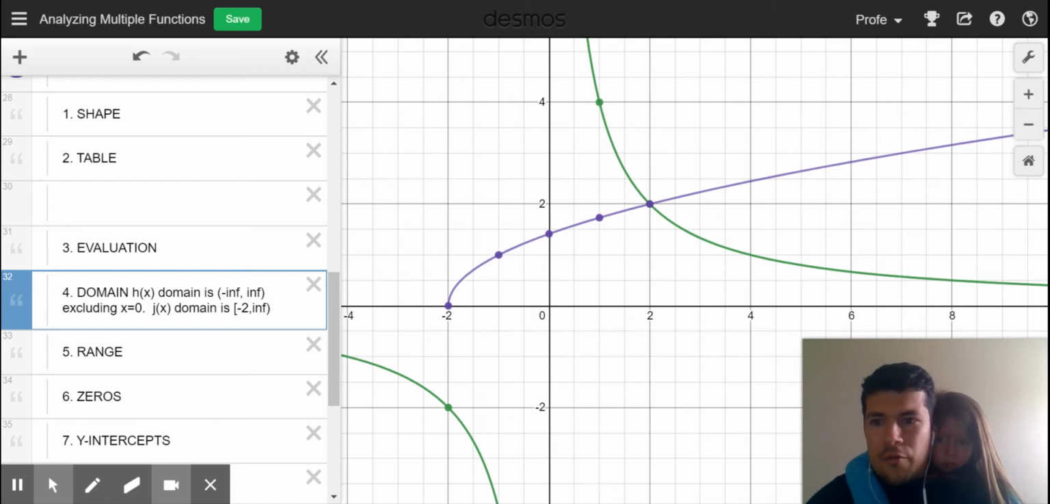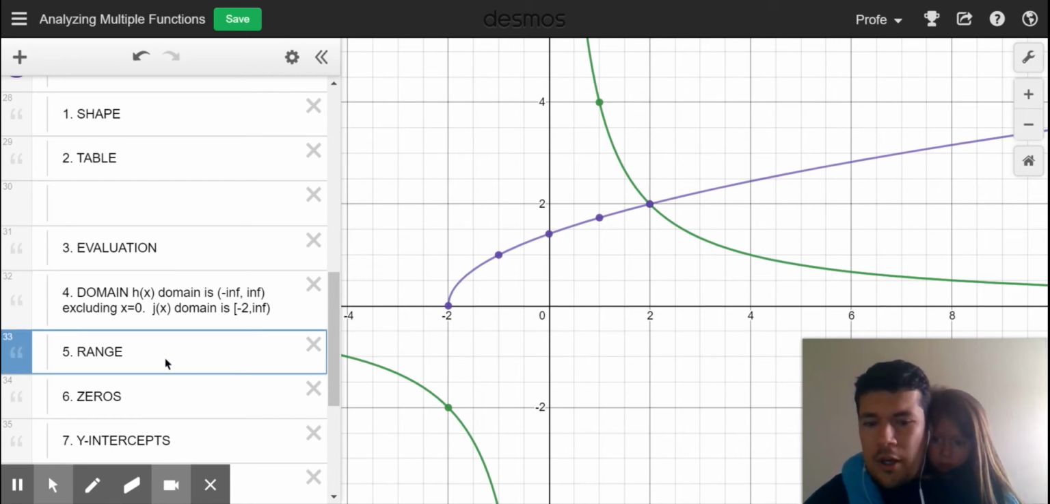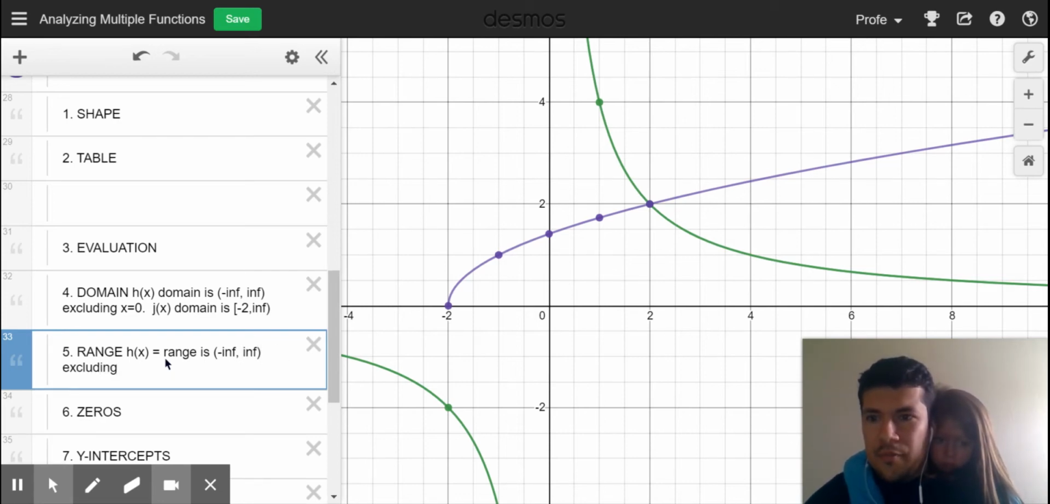All right. For range, for h of x, again, the rational function, your range is going to be negative infinity to infinity, because it goes all the way to the bottom, all the way to the top, excluding y equals 0, all right, because there's a horizontal asymptote at y equals 0. And for j of x, your range is basically 0 to infinity, all right, because your lowest y value is 0, and your highest y value, well, it's infinity.